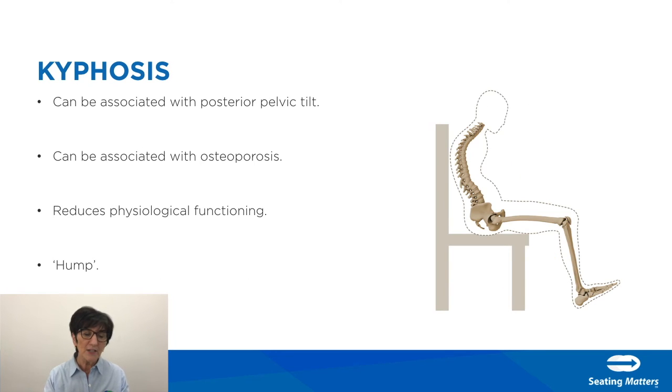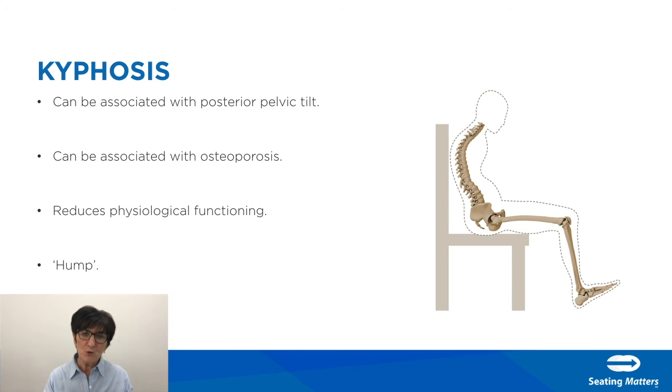And the last slide here on the spinal presentations is kyphosis, and it's a curvature of the upper thoracic spine. It's associated with a posterior pelvic tilt, and it can be associated with osteoporosis as well. When someone has a kyphotic spine, it does reduce physiological functioning, so their ability to breathe, to swallow is impaired. Like if you're sitting there now, if you drop your head forward onto your chin and try to breathe or to swallow, you know how difficult that is. And that's really important to think about when we're thinking about our patients.